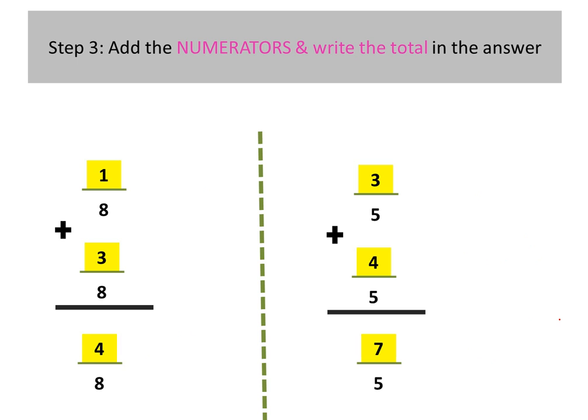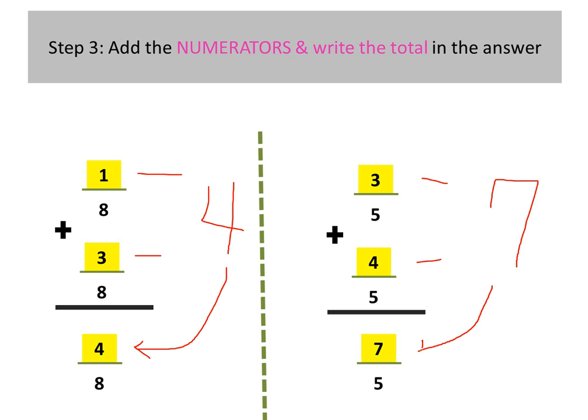Step 3. Add the numerators and write the total in the answer. Well, let's come over here. We've got an addition problem. We have a 1 on the top, a 3 on the top in the numerator positions. Adding them together gives us a 4. We take that answer down to our numerator position. Over here we have a 3 and a 4 giving us 7. Bring that answer into this numerator position. Now it looks like we're done. We have 2 fraction answers, but really there are 2 steps left.